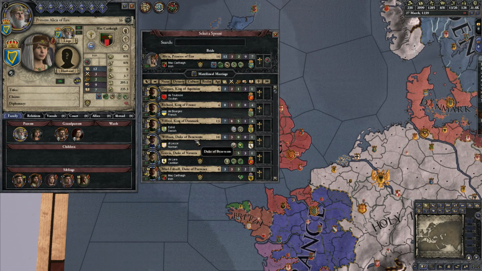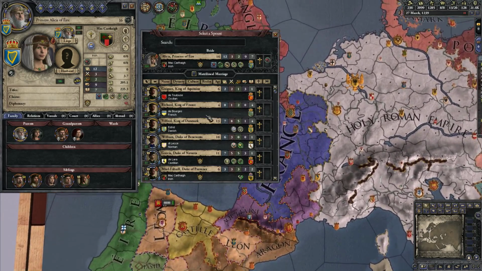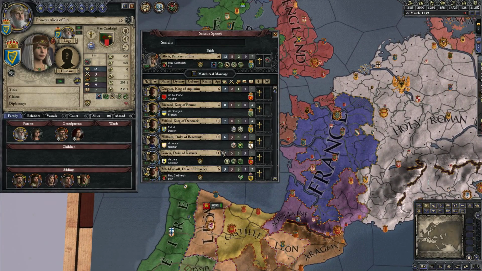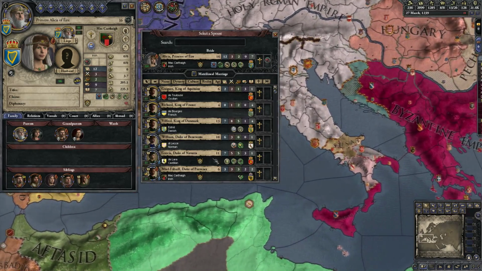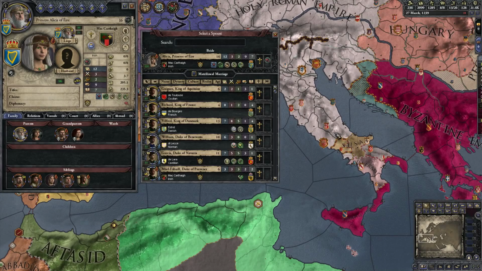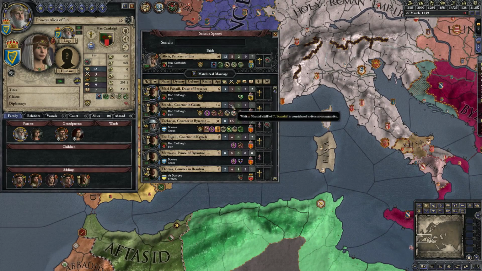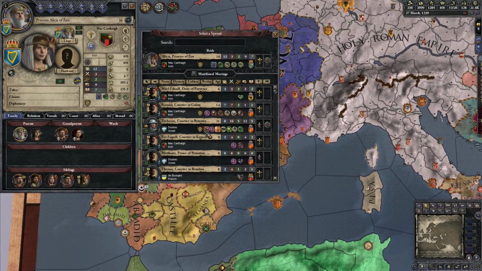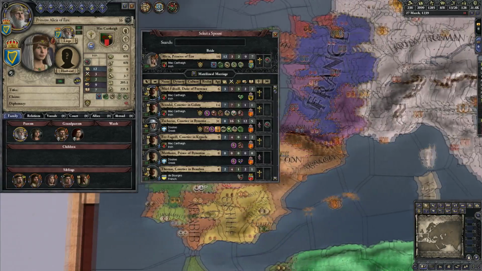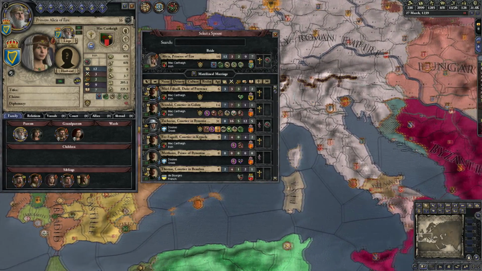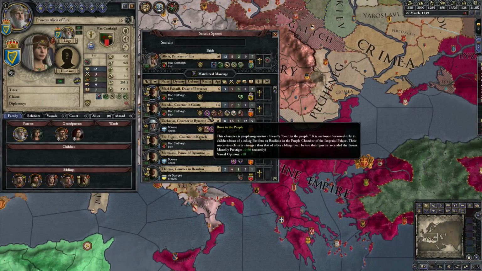Okay. We have our pick. I don't want to lie with France right now. Don't think that would end so well. Benevento. Benevento is part of the HRE, isn't it? I think it is. Matrilineal marriages. Duke of Provence. Galata. I mean, whoa! Born in the purple?